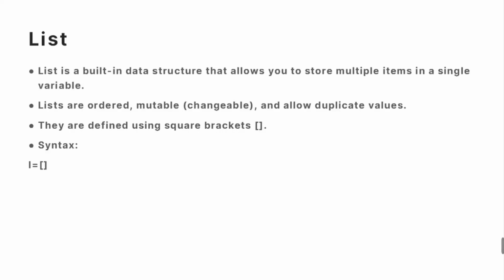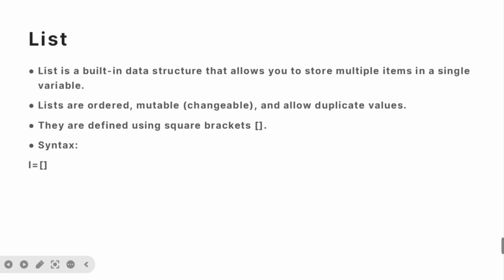In this session, we are going to discuss a built-in data structure in Python, that is list. A list allows us to store multiple values in a single variable. Basically, a list is an ordered collection of items, and once the list is created, we can change the elements of that particular list, and a list allows duplicate values as well. A list is created with the help of square brackets. For example, in this one you can see L is equal to empty square brackets, which means we are going to create an empty list here.